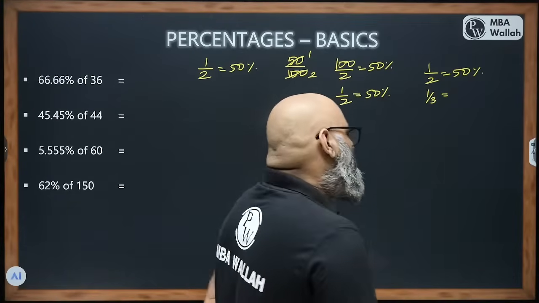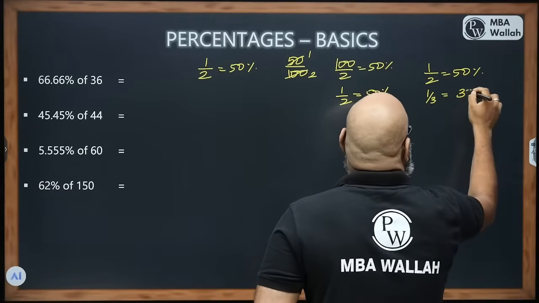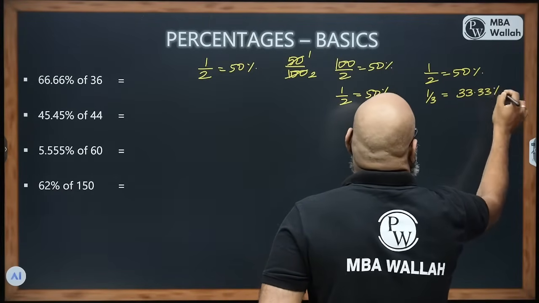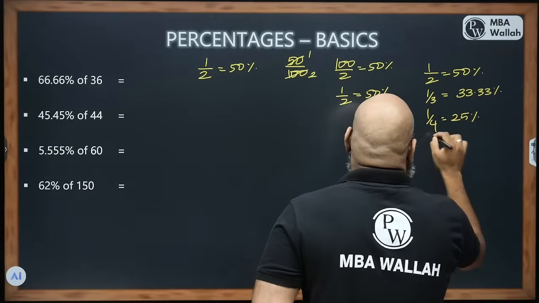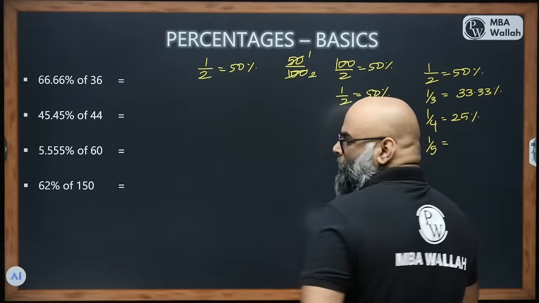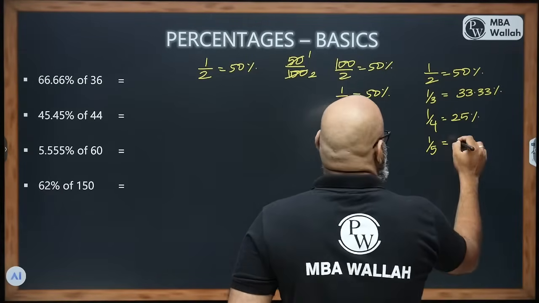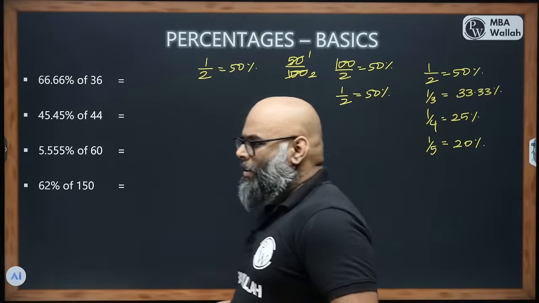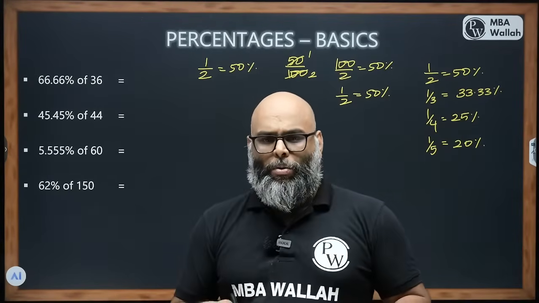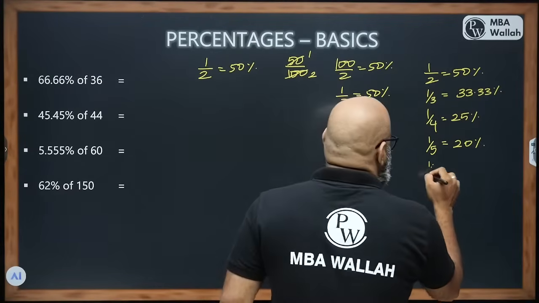What would be the value for 1 by 3 then? Exactly, 33.33%. What is 1 by 4? We know that is 25%. What is 1 by 5? It would be 20%. Simply, when I say 1 by 5, that will be 100 by 5, which will be 20%. What is 1 by 6?